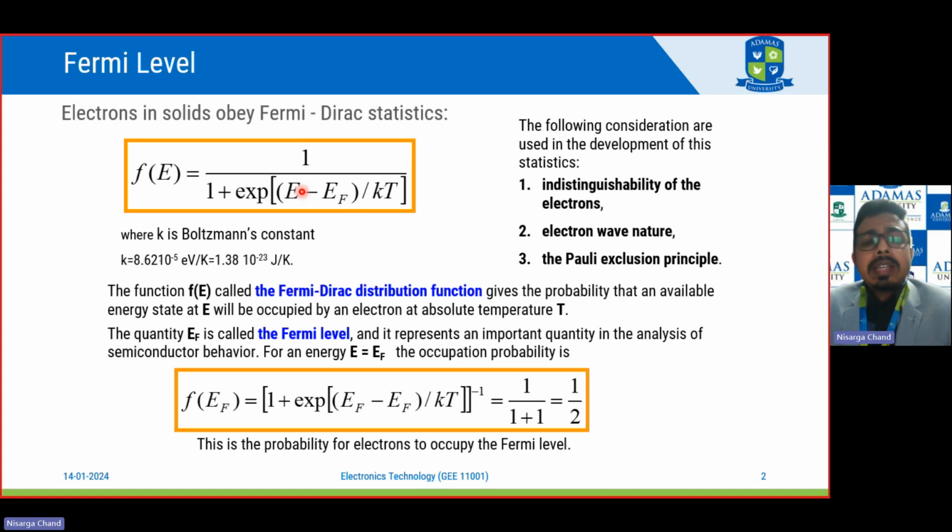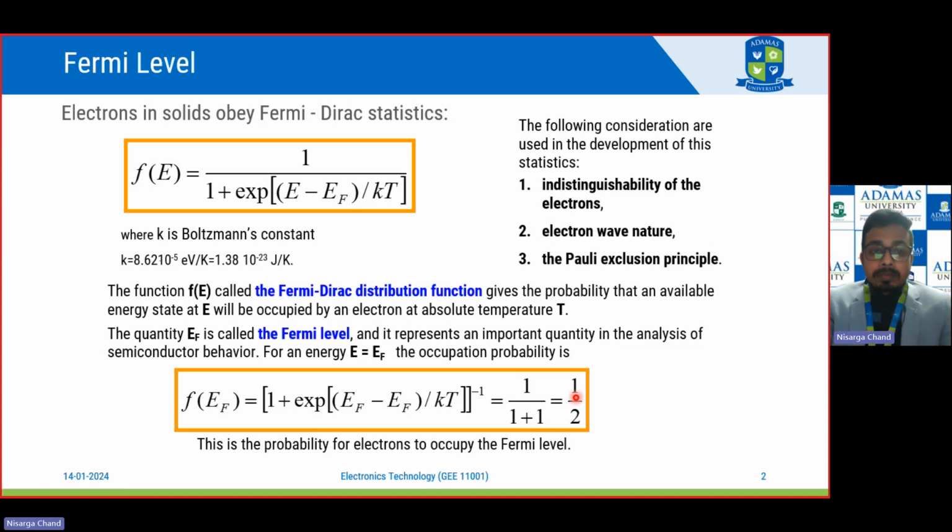For an energy E equal to EF, the occupation probability f(EF) is 1 divided by 1 plus 1, which equals half. How does it equal half? When E equals EF, EF minus EF is 0, so 0 divided by kT is 0, and e to the power 0 is 1. So 1 divided by 1 plus 1 equals half. That means there is a 50% probability that an electron occupies that level. That is called the Fermi level.